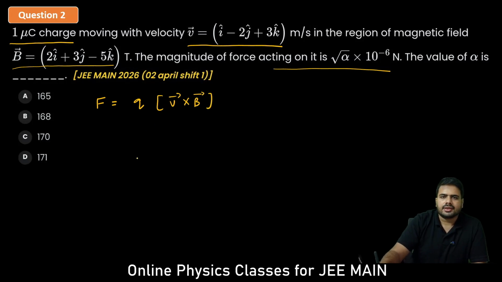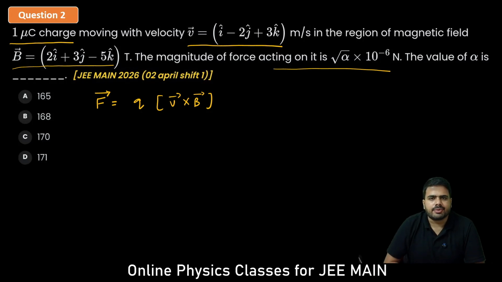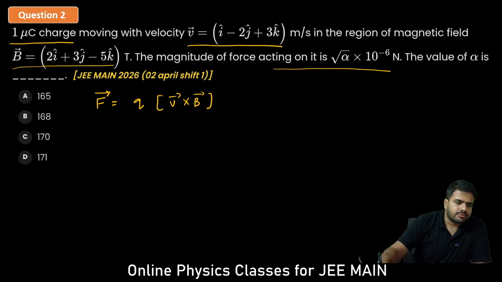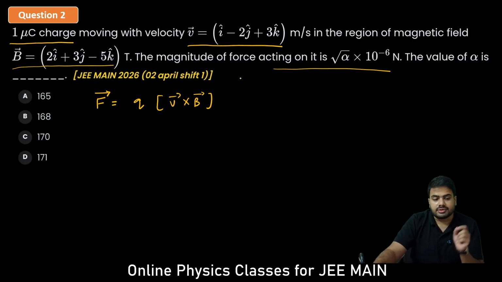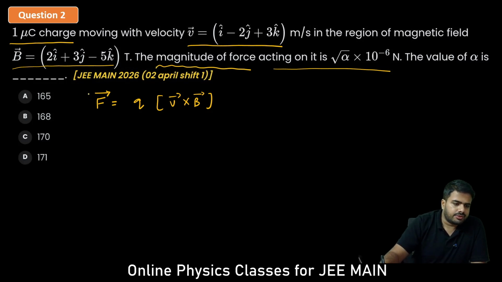Okay. So here is the formula of force experienced by a charged particle in a magnetic field. This we can apply here. But the question asks for the magnitude of force. Simple. If you take the magnitude, then we just need to find the magnitude of V cross B. That is the main thing we need to do here.